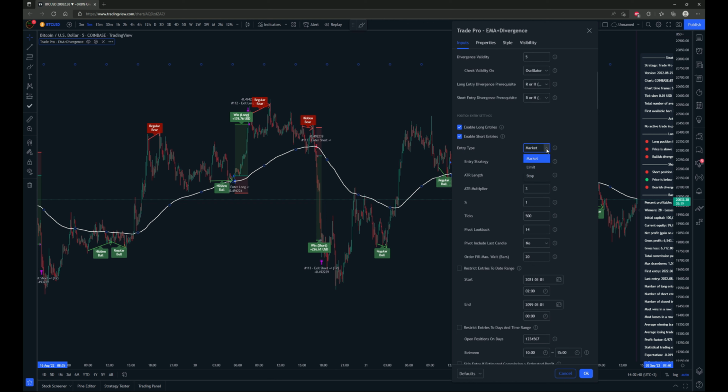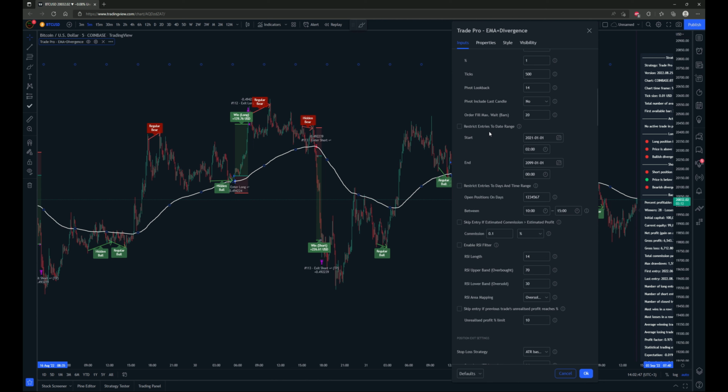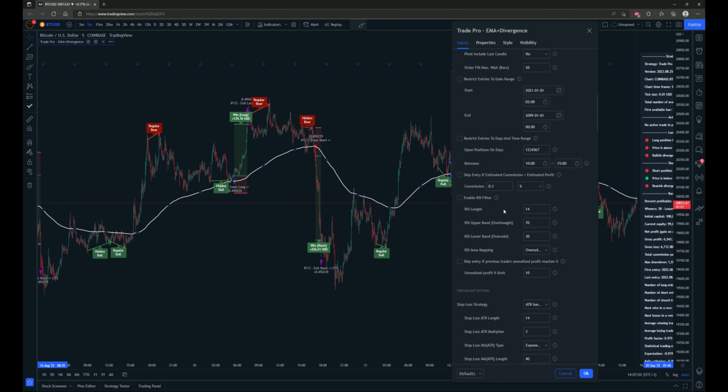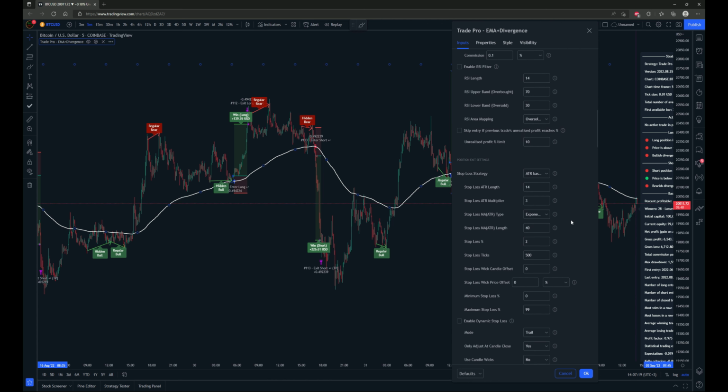Now, let's scroll down a little bit more, and here we have the actual entry type. So the order type, whether it be market, limit, or a stop. Now let's go down more, the ability to restrict entries to a date range, as well as a time range, as well as skip an entry if the estimated commission is greater than the estimated profit. You can enable an RSI filter with these parameters as selected by you, and then you can skip entry if the previous trade's unrealized profit reaches a certain percent. And of course, all these do have explanations for them, so I am breezing through them.